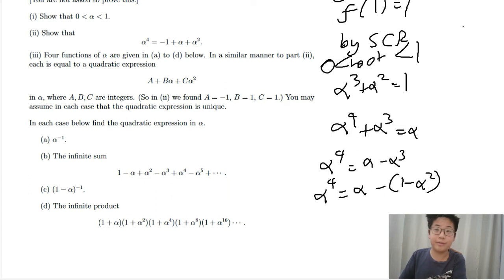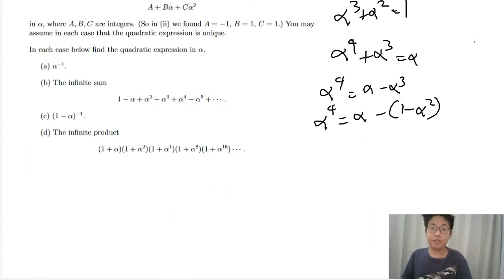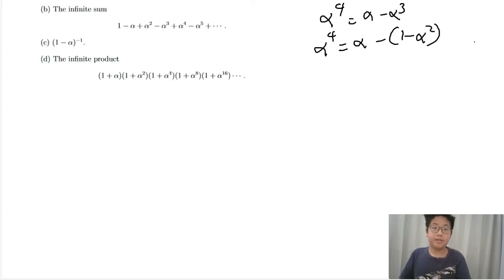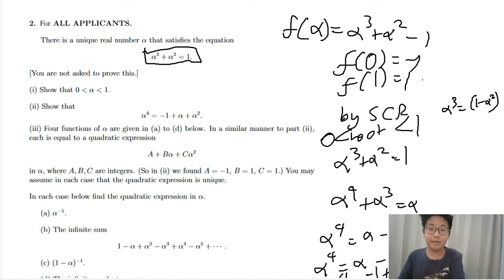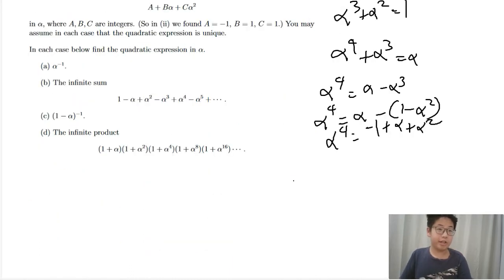So let's write our identities down. Alpha cubed equals 1 minus alpha squared. Got that. So that means alpha to the 4 equals minus 1 plus alpha squared. Done. We put the identity. Let's write it down. Done. So let's find the quadratic expression now of alpha.